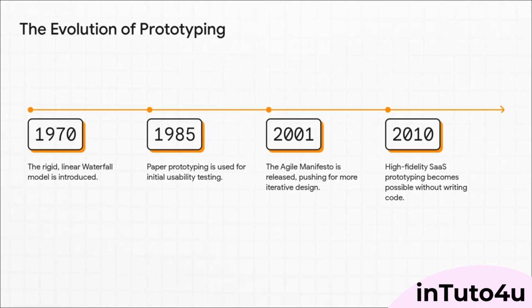Now, these methods didn't just appear out of thin air. They actually evolved right alongside how we develop software. We started with these super rigid waterfall models back in the 70s, then moved to simple paper prototypes in the 80s. Then the Agile Manifesto in 2001 pushed for more iteration. And by 2010, we had these powerful tools that let designers create hyper-realistic prototypes without writing any code at all.